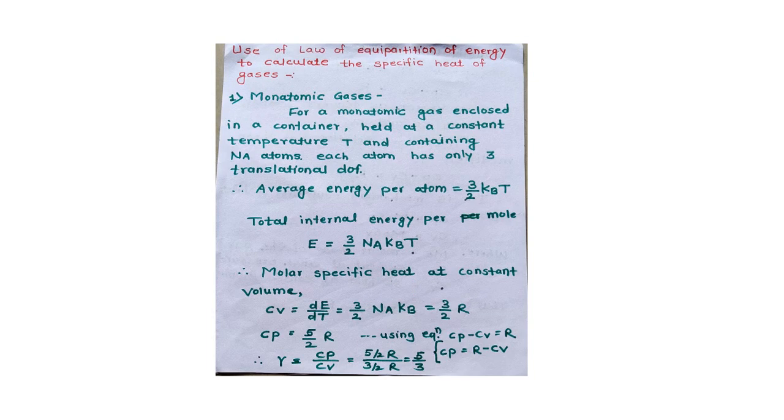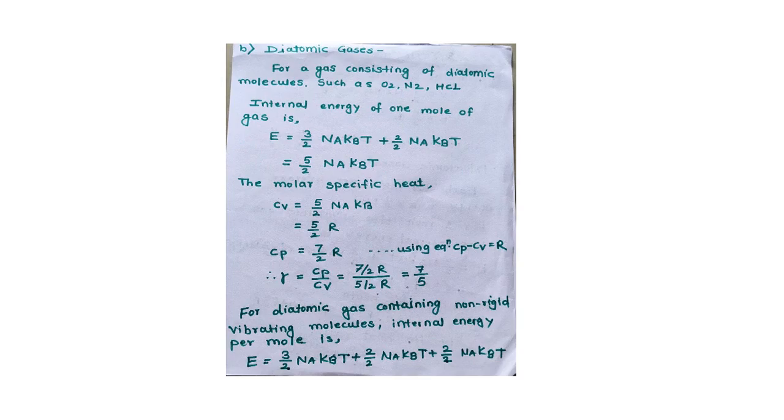And for diatomic gases, so what is diatomic? Diatomic means a molecule consisting of two atoms. For example, O2, N2, H2, HCl. These are the examples of diatomic gases.